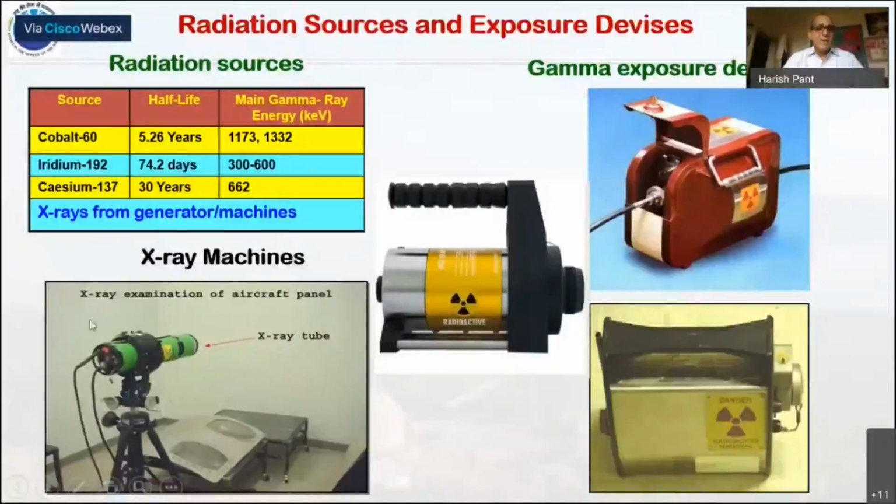You can see that this is the X-ray machine here. X-rays are generated from this X-ray tube, and then those X-rays are used for the inspection. These are the exposure devices, also called gamma exposure cameras. Actually, they are not cameras, but they are also called radiographic cameras. You can see this is the Indian radiographic camera. It is designed and manufactured by the Board of Radiation and Isotope Technology. These two are the imported radiography cameras.